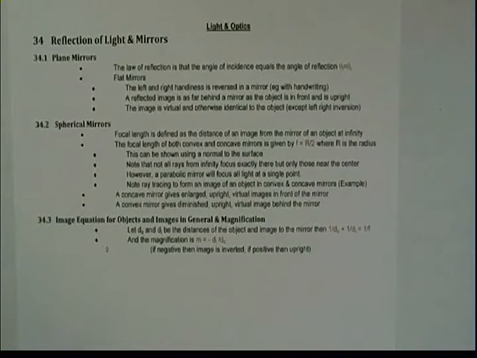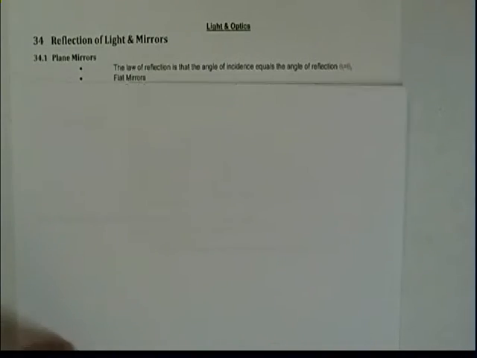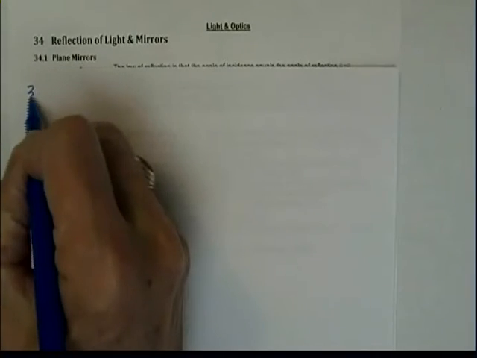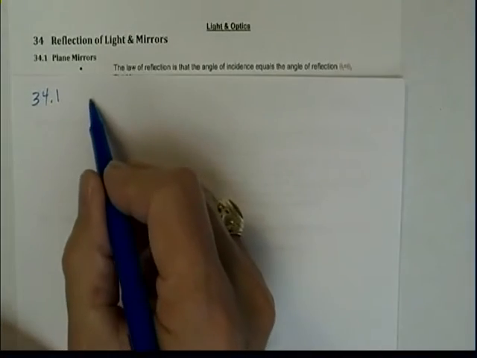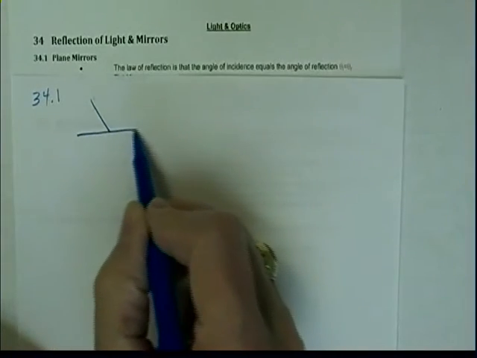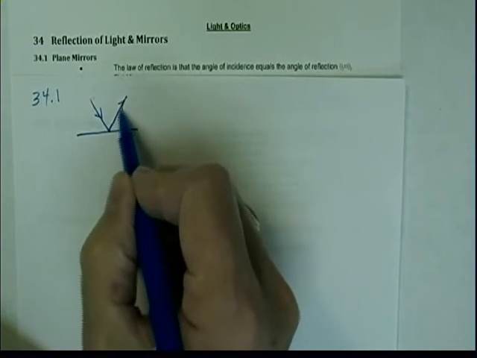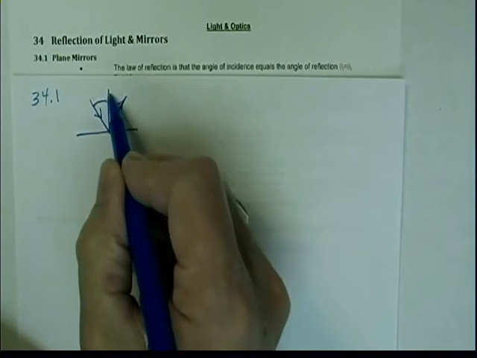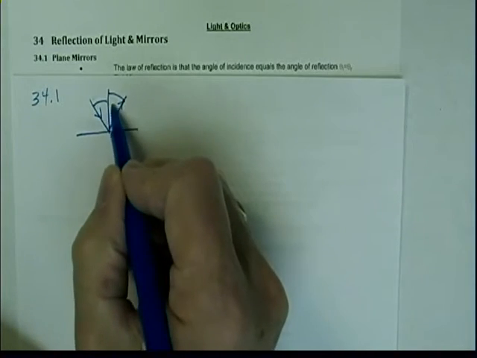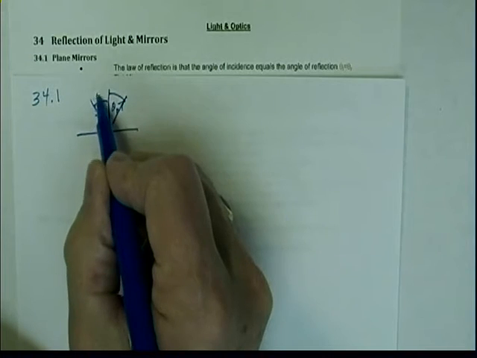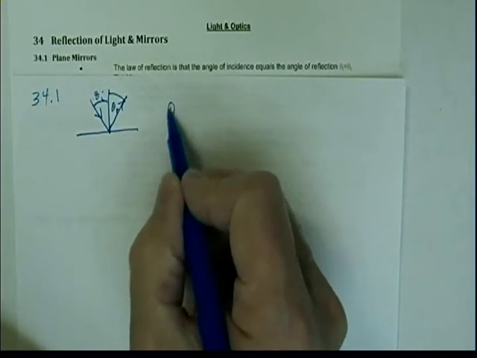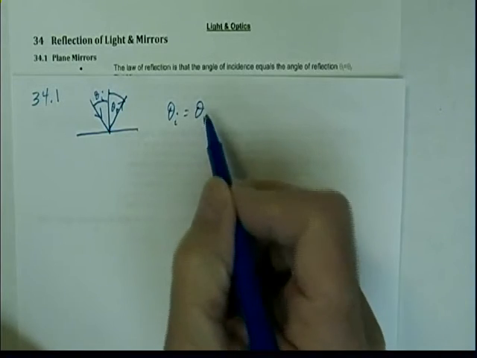The first chapter of our 3 chapters on light and optics is chapter 34, and we're going to discuss here the concept of plane mirrors. This is section 34.1 in chapter 34. The law of reflection is that when light comes in at some angle relative to a reflecting surface, the light that comes in is reflected back at an angle of reflection, theta reflection, that's equal to the angle of incidence, so that theta incidence is equal to theta reflection.